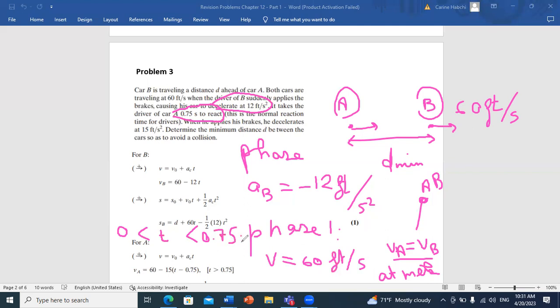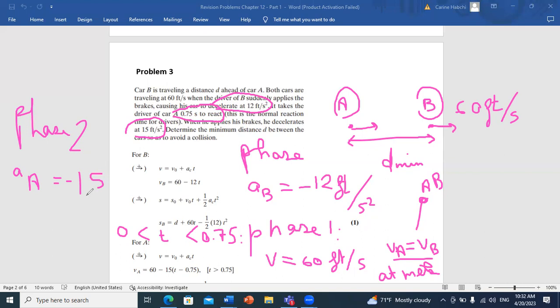After this, he will pay attention that B is slowing, so he has to slow down too. So you have a second phase, but because he is paying attention so he doesn't collide, he will decelerate faster than B. That's why he will press the brakes harder than B, and the deceleration will be 15 feet per second squared. So in phase 2, the deceleration of A is equal to minus 15 feet per second squared.